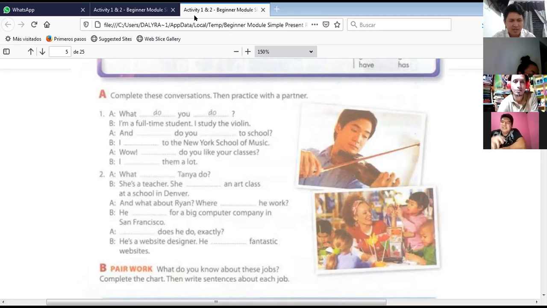Where does he work? Okay. La B, Nelson. And letter B, Mr. Nelson. He... Porque le está preguntando dónde trabaja. Entonces es... He works. Yes, excellent. He works for a bigger computer company in San Francisco. In San Francisco, right? Nice. Está bien. That's good.